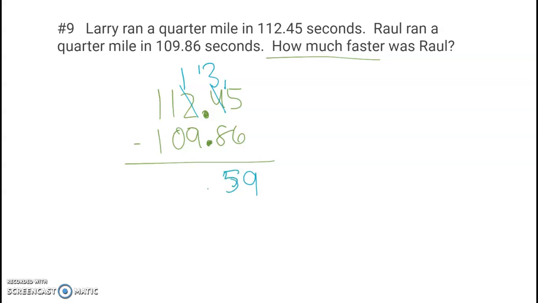I'll go ahead and place a decimal right underneath where it goes. 1 minus 9, again, I can't do, so I'm going to borrow. 11 minus 9 is 2. 0 minus 0 is 0, and 1 minus 1 is 0, so 2.59 seconds faster.